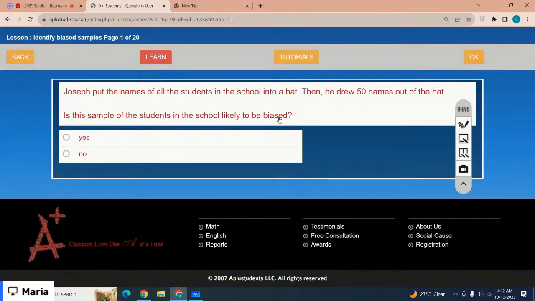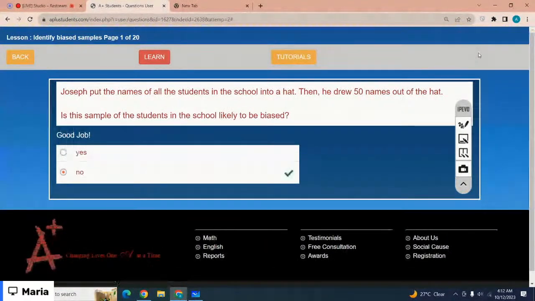So that isn't biased data. The correct option is no, that isn't biased. That is just random, because he selected 50 names out of all the students in the school. So it is just a random sample. It is not likely to be biased. The correct option is no.